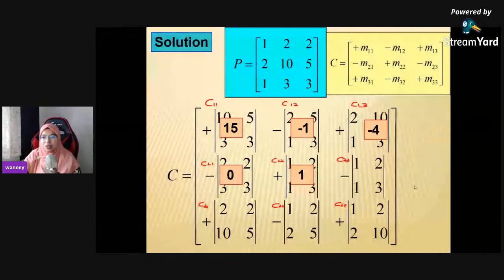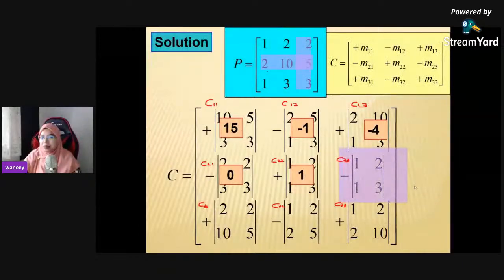And then C23. So deleting second row, third column. So 1, 2, 1, 3. 1 times 3 minus 2 times 1. So 3 minus 2, 1 times with negative 1. So it will become negative 1.